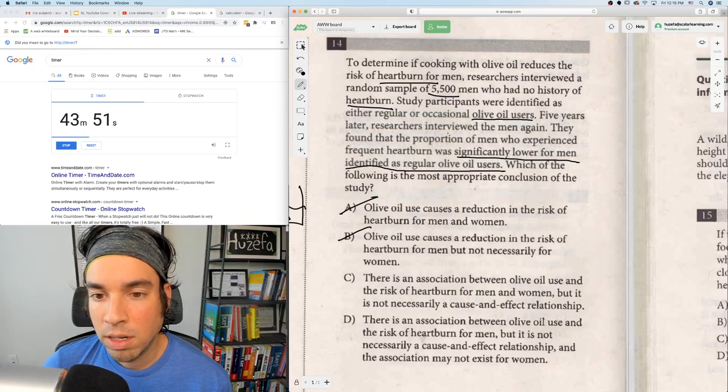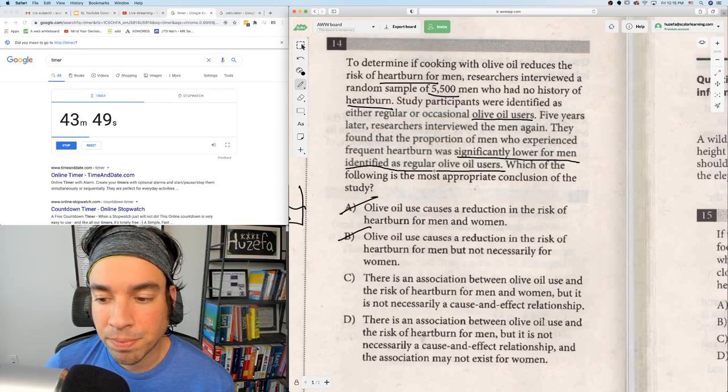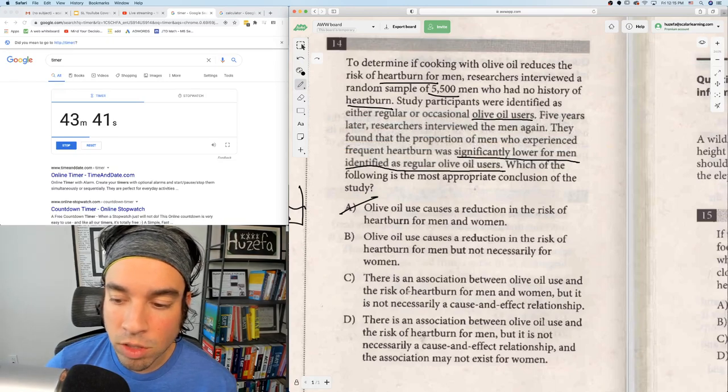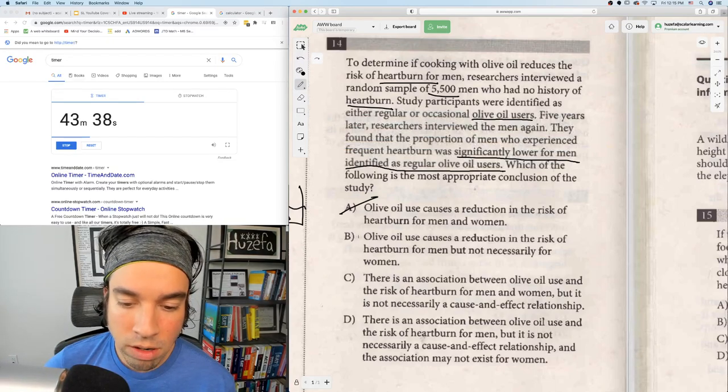Where do they say that, right? It's not. Oh yeah, well, I guess it is men, so that's a little bit better. This is men and women, so that's out. Let's just leave that unchecked for now. But anyways, there's an association. All right, this is already sounding better.